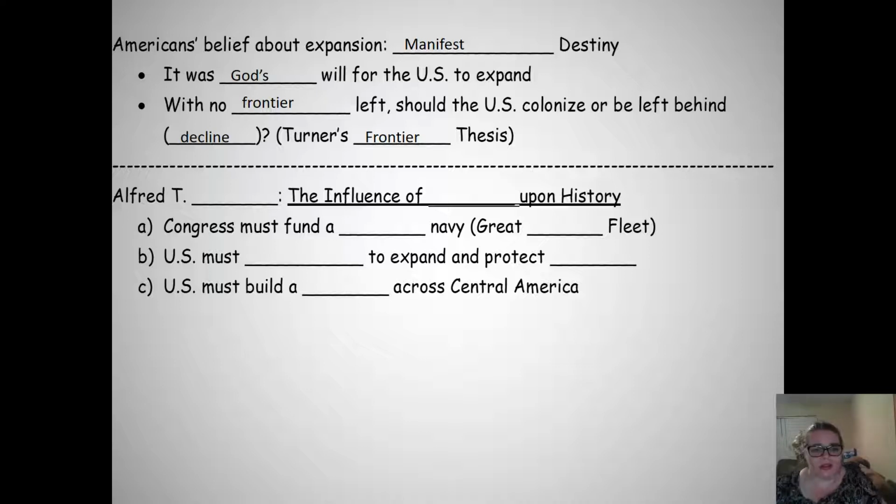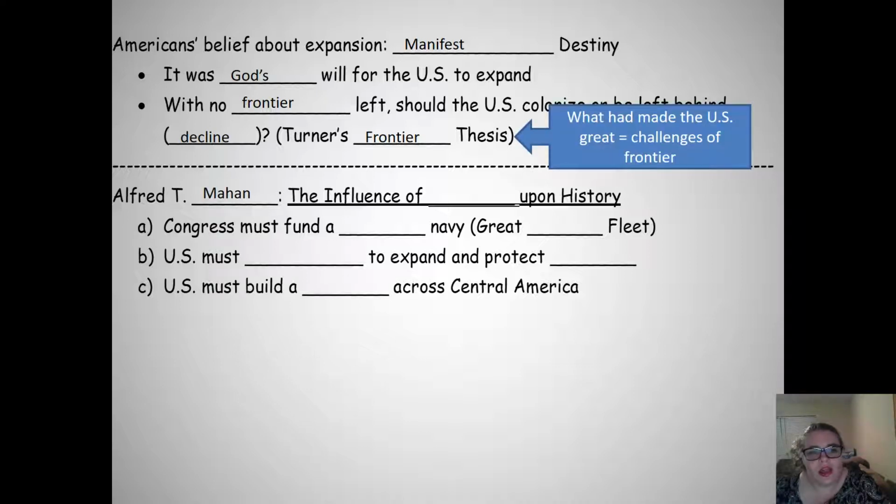Somebody we talked about this morning, Alfred T. Mahan, wrote The Influence of Sea Power Upon History. In this, he says that Congress had to fund a modern navy. Remember, he called that the Great White Fleet. He also said the U.S. must colonize to expand and protect our trade. And the third thing he said, which we didn't talk about a lot in class today, but you do need to know, is the fact that he said the United States had to build a canal across Central America.